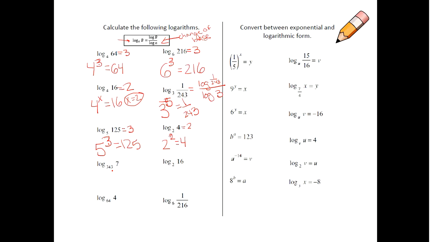343 to what power gives us 7? Now, this one's probably a little bit harder. I have no idea. Let's use the change of base formula up here. So it'd be log of the bigger font number, not the big number, because 343 is bigger, but bigger font. So log 7 over log of 343. Go ahead and do that on the calculator quick.